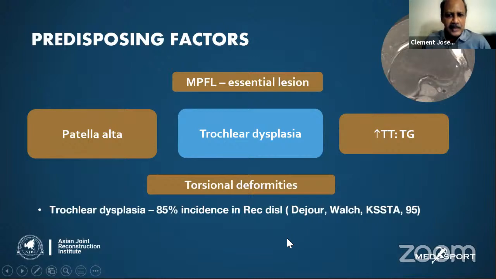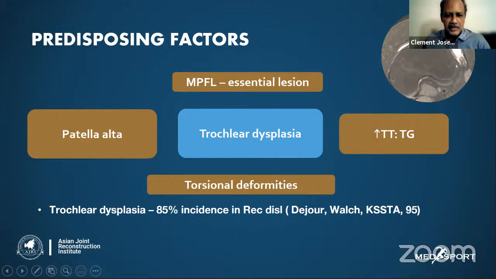We all know that the MPFL is an essential lesion which happens in almost all patellar dislocations. Apart from that, one has to be aware of three major bony problems in these patients. The number one, a high riding patella, the patella alta. The number two, trochlear dysplasia, and then increased TTTG distance, which indicates the lateralized tibial tuberosity in these patients. And finally, one should not forget, especially in very difficult cases and syndromic patients, to assess and account for torsional deformities.